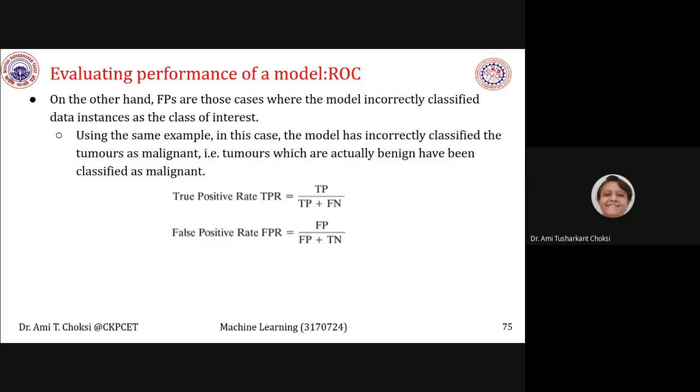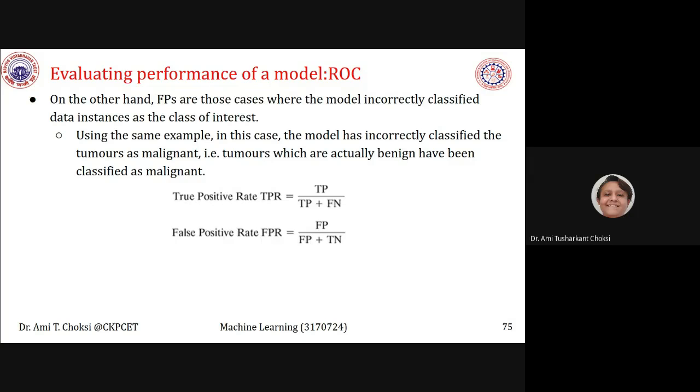Now, on the other hand, false positives are those cases where the model incorrectly classified data instances as the class of interest. So using the same example, it is the case where the model has incorrectly classified tumors as malignant, that is, tumors which actually are not malignant have been classified as malignant, right?